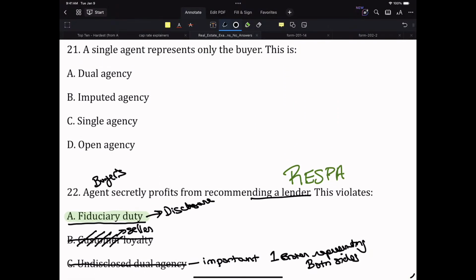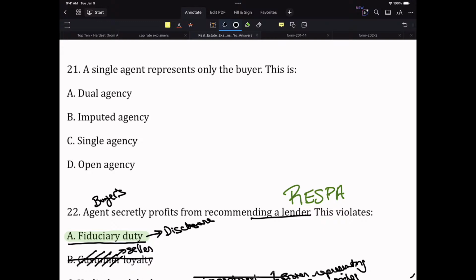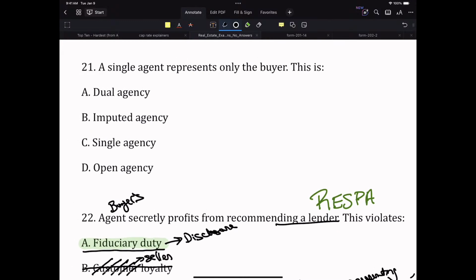All right, let's do this. I think we all know 21, but let's talk about it. A single agent represents only the buyer. This is A, dual agency, B, imputed agency, C, single agency, or D, open agency. Go ahead and put that answer in the chat. I know you know what it means.